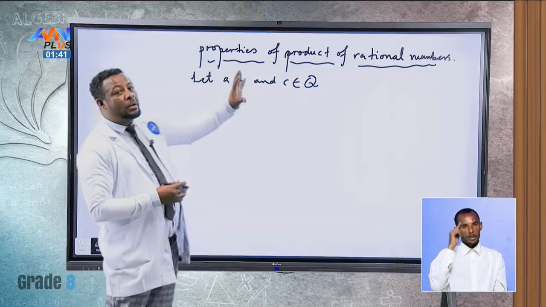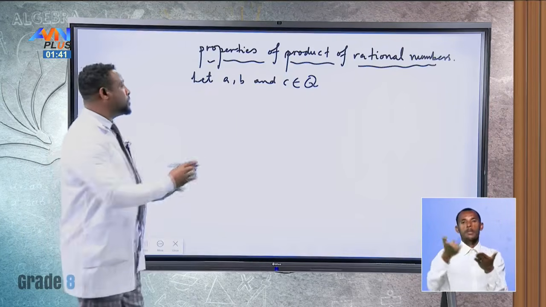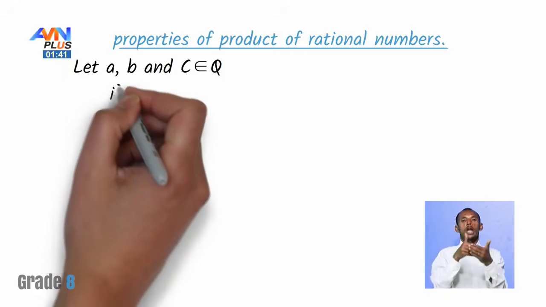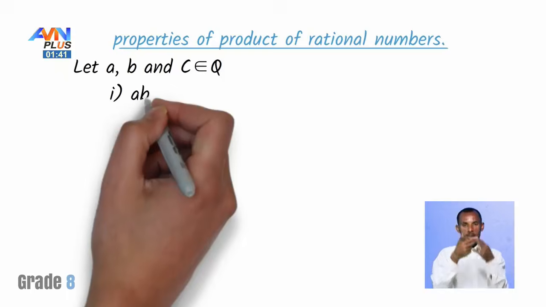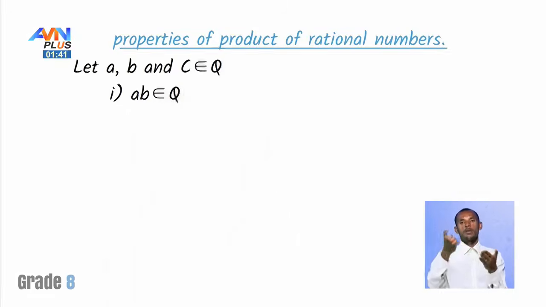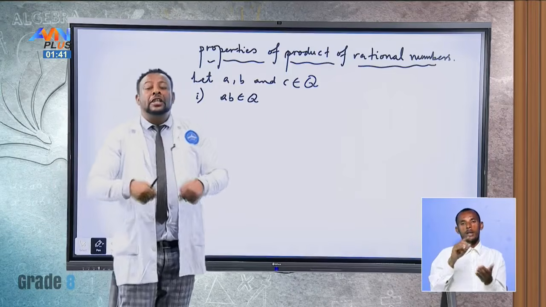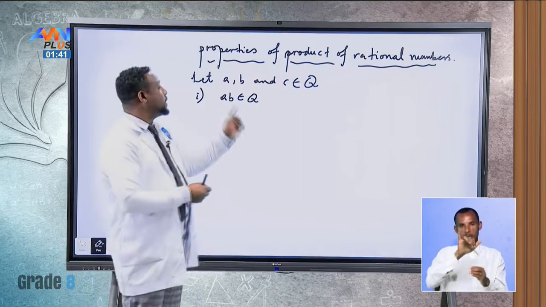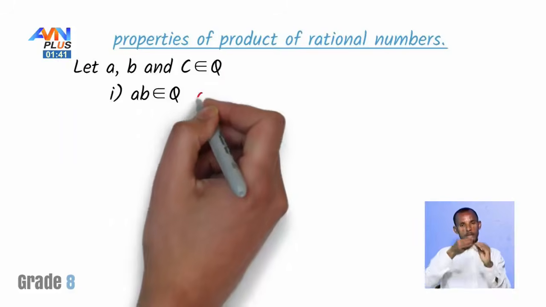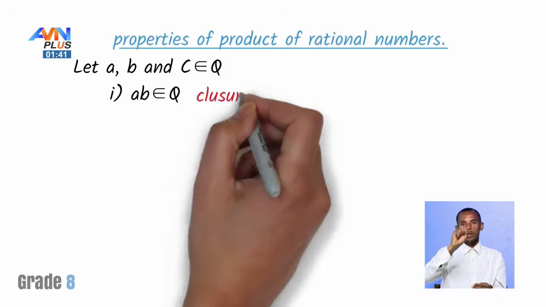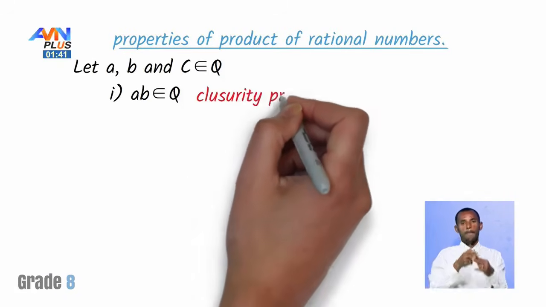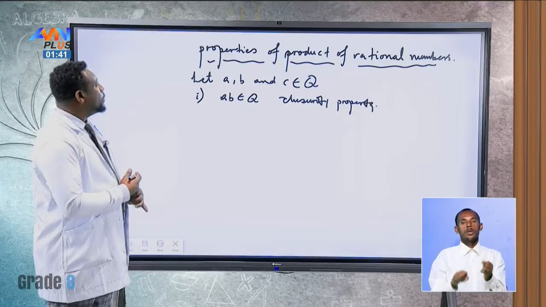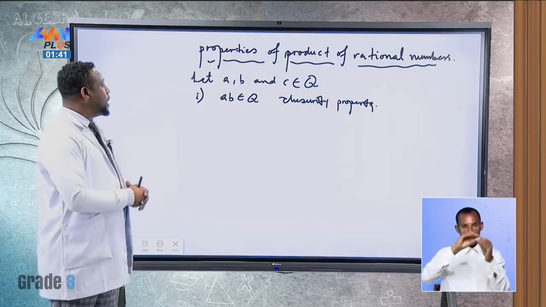Assume these three numbers are an element of rational numbers. The first property that we have is closure property. A times B is also an element of rational numbers, okay? You can take any two rational numbers. The product of any two rational numbers is again a rational number. And this property is called closure property. So the product of rational numbers is closed under multiplication.